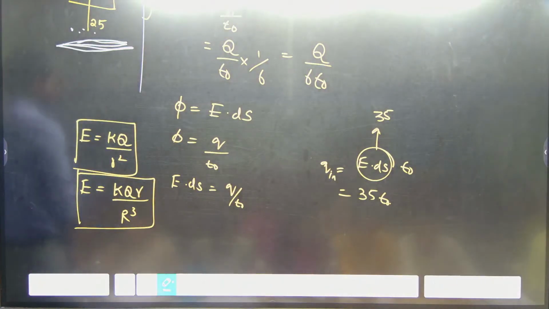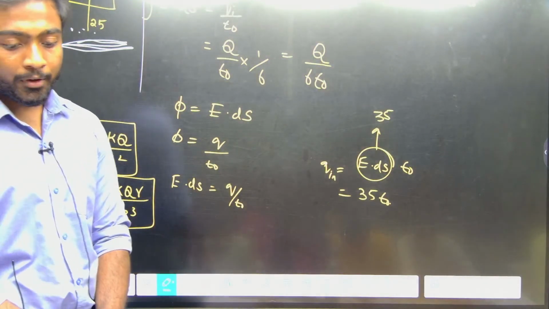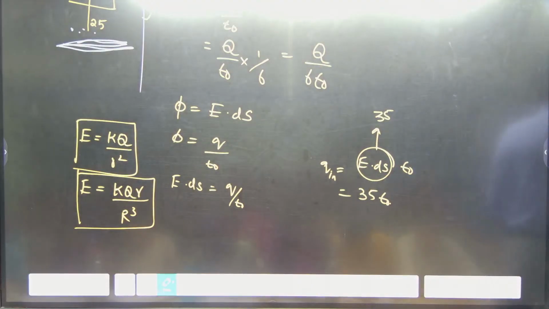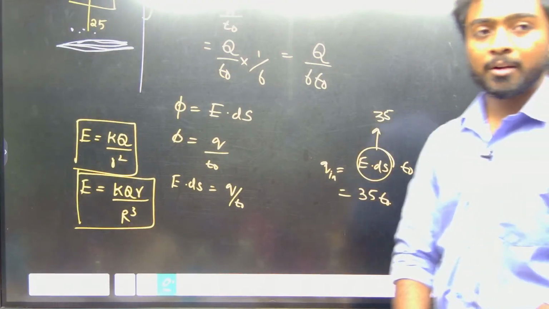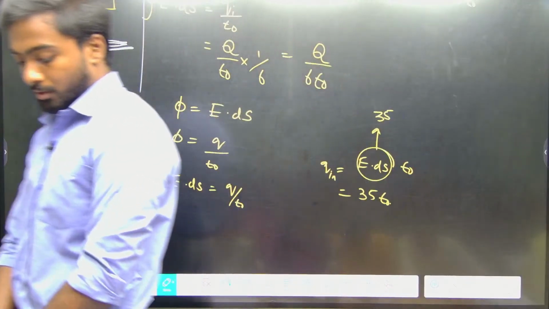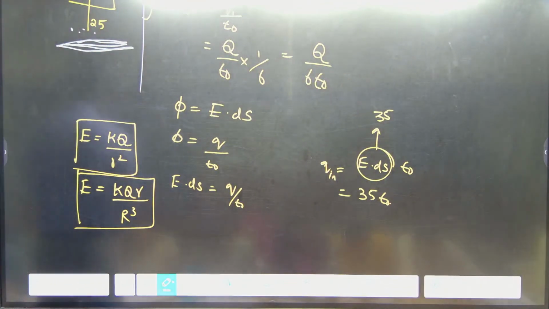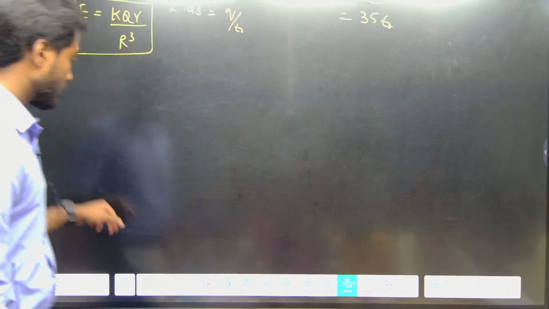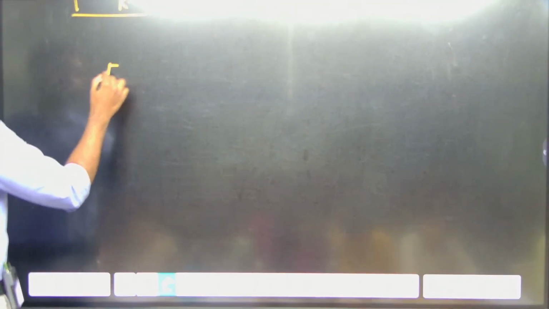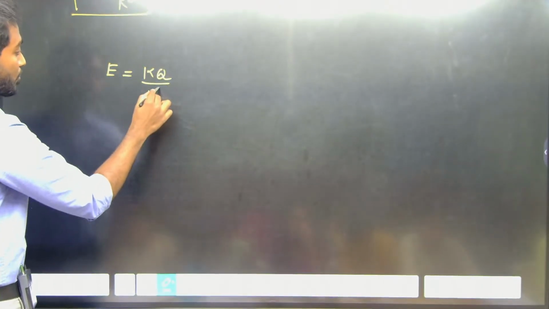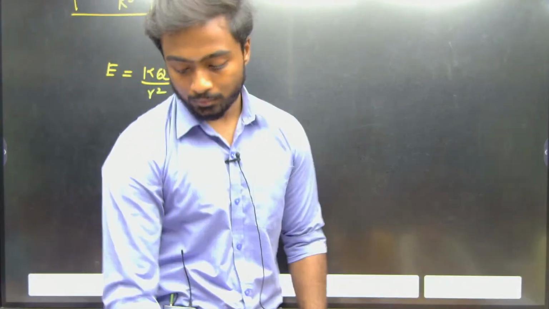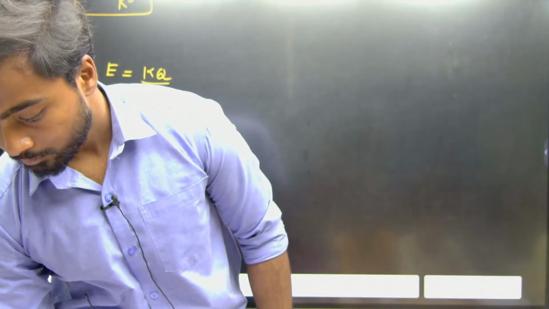Next one, field due to non-conducting solid sphere. So first one we have written about the inside point, no? Now it is outside point. Solid sphere at an outside point. Formula is E is equal to KQ by small r square. Okay, done.